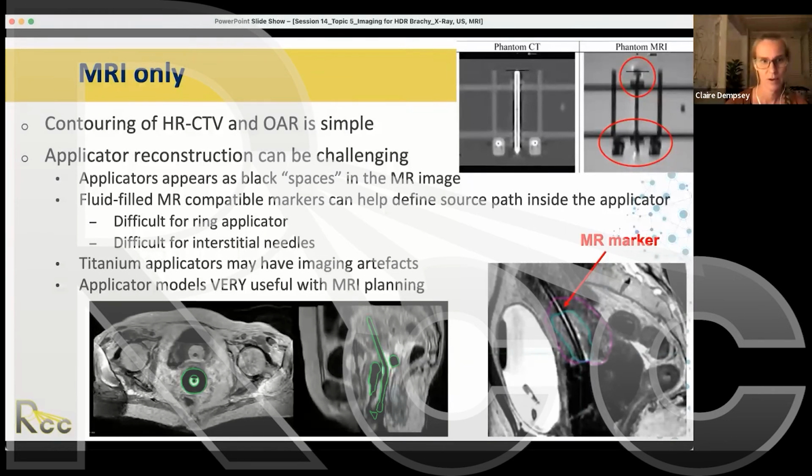What's challenging in the MRI is applicator reconstruction. In an MRI, applicators appear as black spaces in the MR image. So what you can do is use a fluid-filled MRI marker. The wires that you'd use in a CT are useless in an MR. Again, they're just going to appear black, so they're not going to help you. So you need an MRI compatible marker to define the source path. So this is what this line that you'd see in this image is.